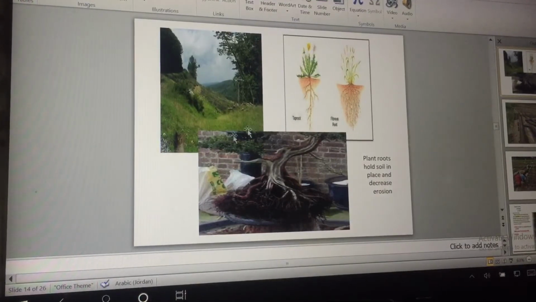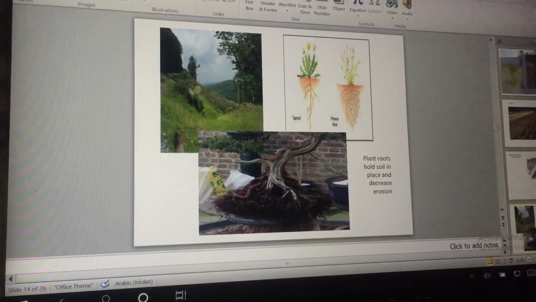Now here, I mentioned in question 1 how planting some trees or grasses on a steep slope can prevent soil erosion. Look here at how the roots of this grass hold the soil in place. So on bare land, without plants, we have more erosion.